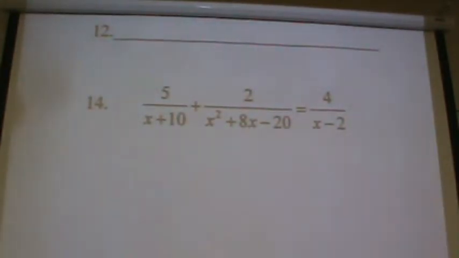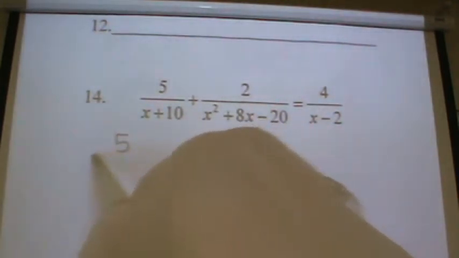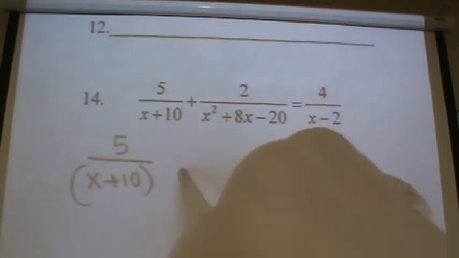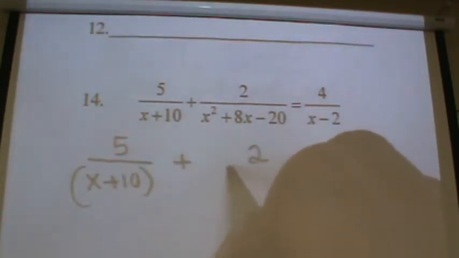Okay, number 14. Without killing too many brain cells, what do you think the common denominator is gonna be? X plus 10, x minus 2. How'd you figure it out? Even look at the problem. To me, that's a gimme. Gimme, gimme. You know that?